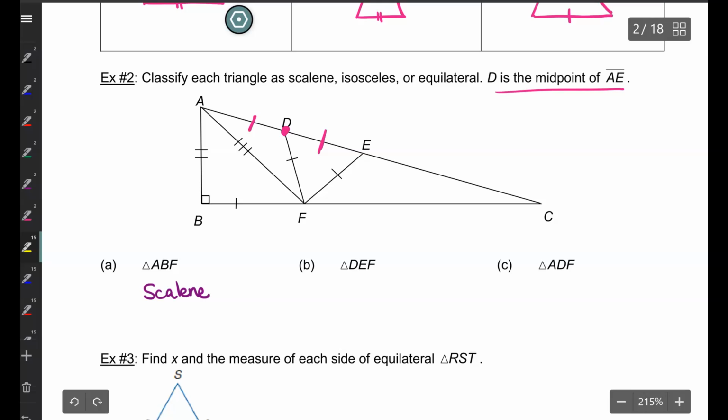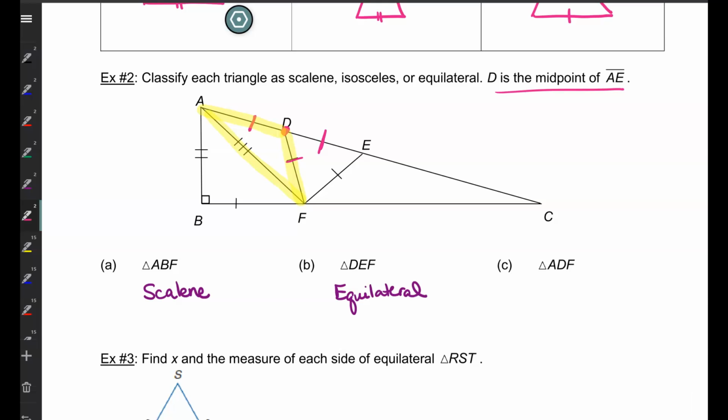Next one we have DEF. Because each of these sides are congruent, we're going to have an equilateral triangle. And finally, last one, we have ADF. I can see that we have two that are congruent, and the other side is different, so we're going to call this isosceles.